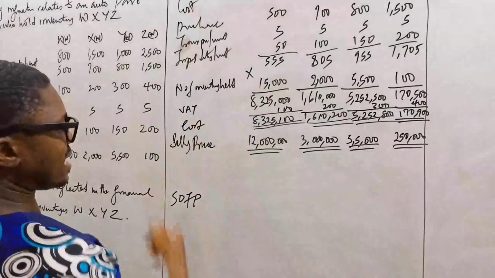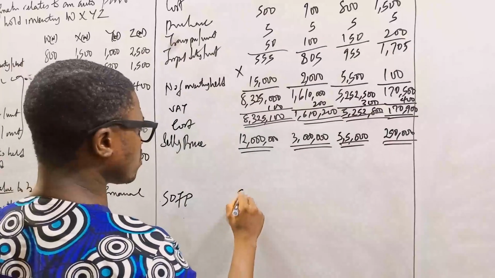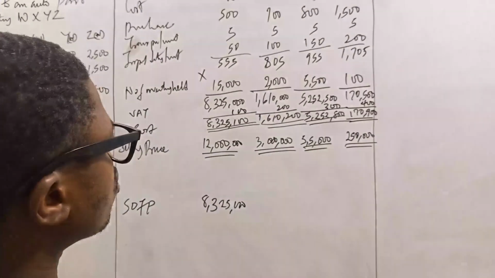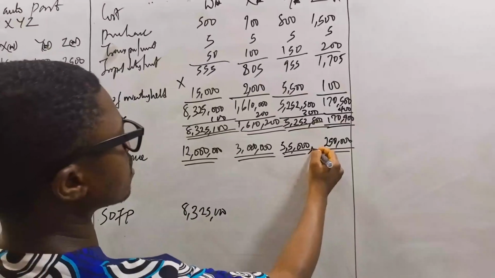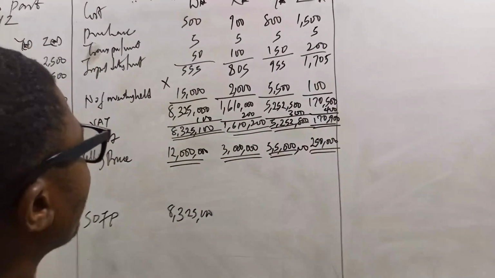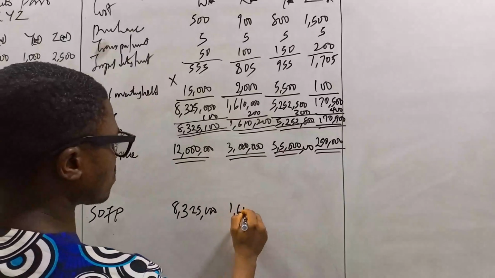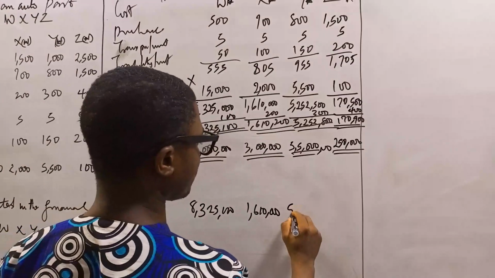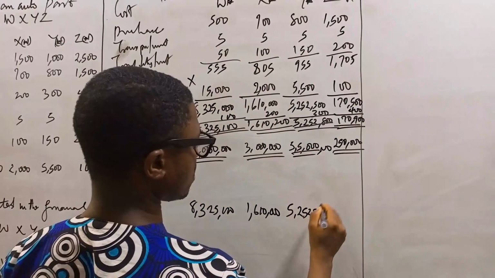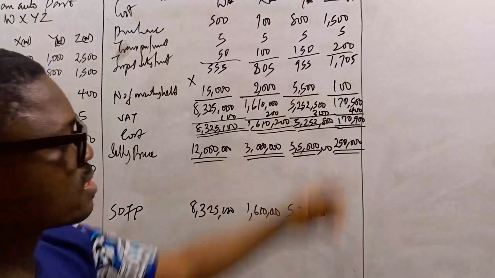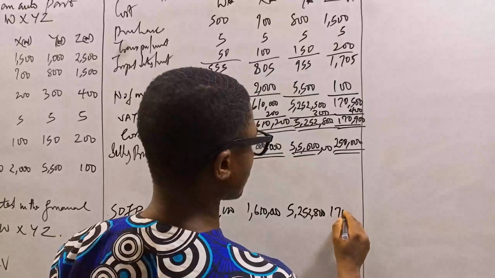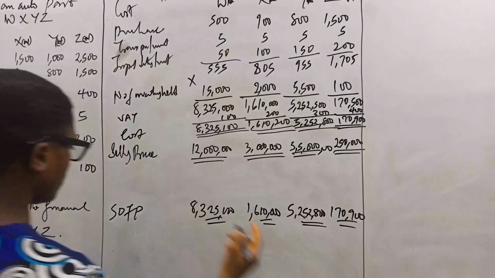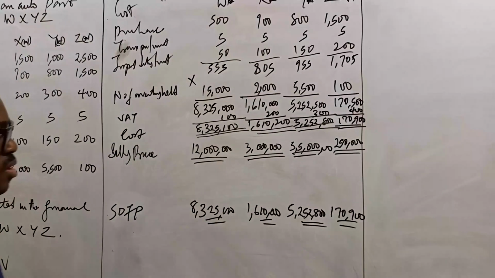For W, between the cost and the net realizable value, which one is the lowest? We have the cost, which is 8,325,100. We go next to X. For X, it is still the cost, 1,610,000. We go next to Y, which is 5,252,800. And then we go to Z, and still the lower is the cost, which is 170,900. Hence, this will be what is represented in the statement of financial position.